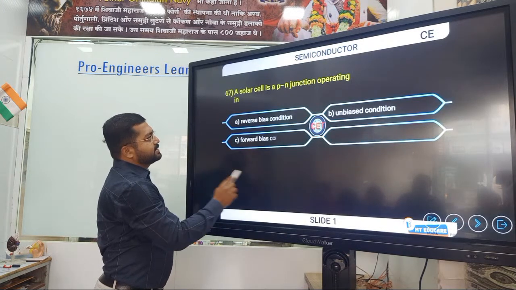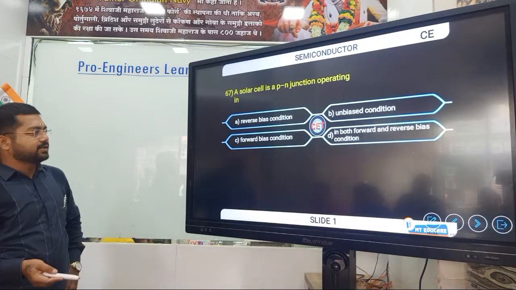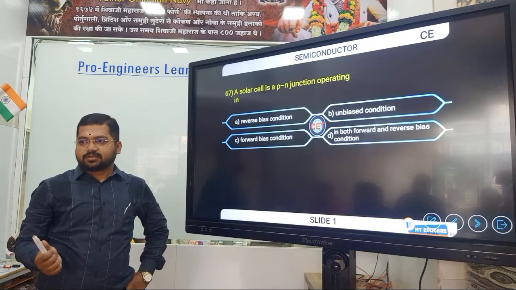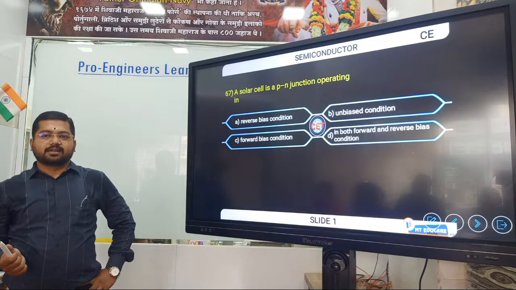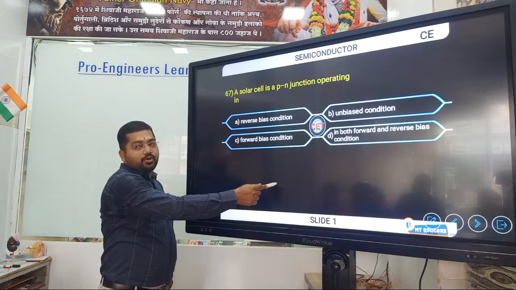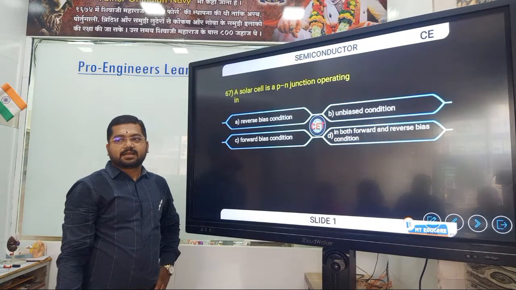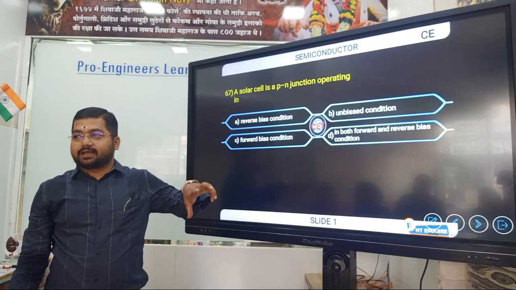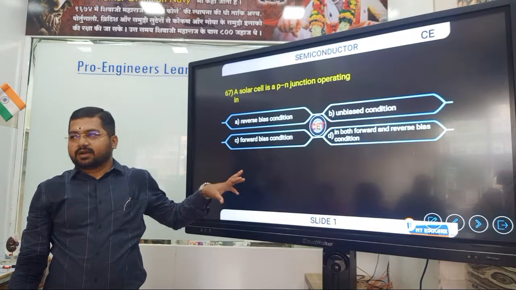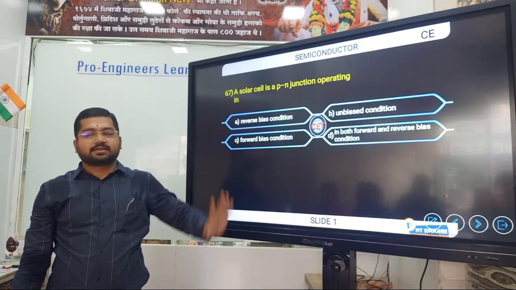A solar cell is a PN junction operating in: reverse bias, unbiased condition, forward bias, both forward and reverse bias. Unbiased condition. Already I had drawn and explained it at that time. Forward bias is in the first quadrant and reverse bias is in the third quadrant. It means it does not work in reverse or in forward, so it is an unbiased condition.